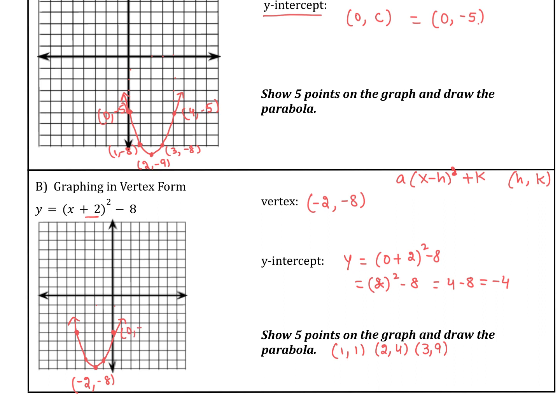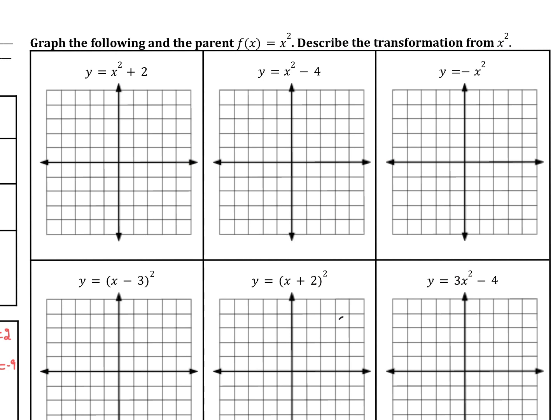So this is 0 comma negative 4, this is negative 1 comma negative 7, and this one is negative 3 comma negative 7, and this one is negative 4 comma negative 4. So you're going to graph the parent function f(x) equals x squared. To graph this, it's starting from 0 0, 1 1, 2 4, and then you follow the pattern on the other side, and that's going to be your graph for the parent function.